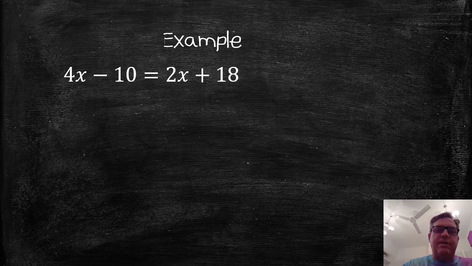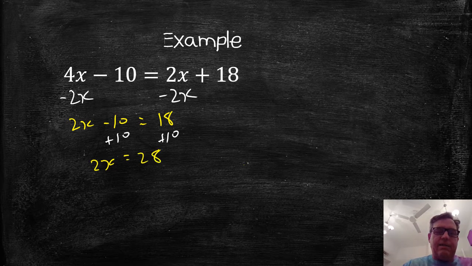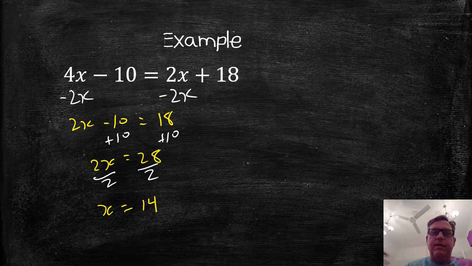For example, what if I decide to move this 2x first and take away 2x from both sides? On the left side, 4x minus 2x is 2x minus 10. On the right side, 2x minus 2x is 0. And I'm just left with 18. So now I have my x's all together, which is what we want. So we need to get the 10 onto the other side by adding 10 to both sides. 2x equals 28. And then we divide both sides by 2. And we get x equals 14, which is the same answer we had before. So that's a different way to do it.